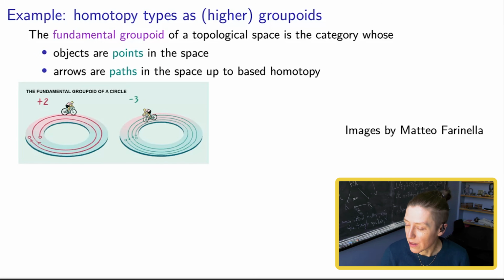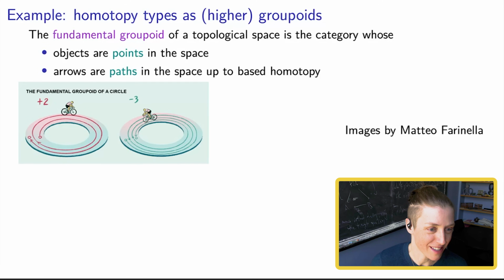So firstly, I'm going to revisit a sort of 20th century construction. This is something called the fundamental groupoid of a topological space. If you've heard about the fundamental group, it's a very similar thing. So what is it? Firstly, the fundamental groupoid of a topological space is a category in this sort of ordinary one-dimensional sense, whose objects are the points in the space, and arrows are paths in the space up to base homotopy.